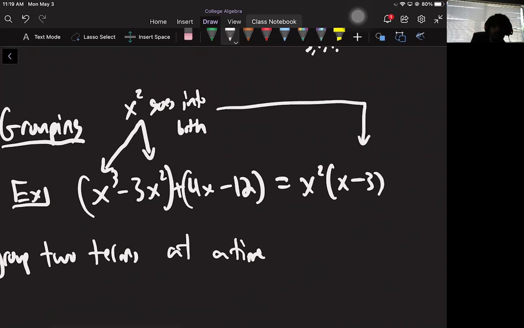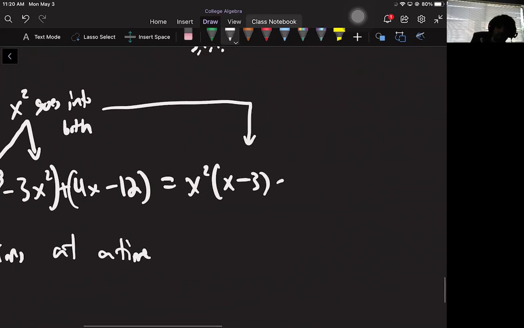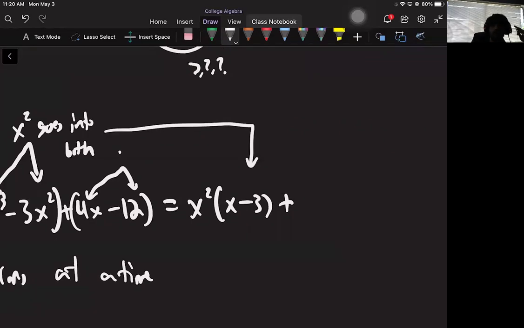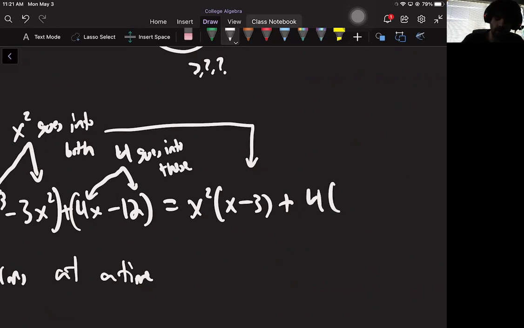And then from the 4x minus 12, I can take out a 4 because 4 goes into both of these. Sorry, I have to pause while I fix my pen. Okay, I fixed it. So as I was saying, a 4 goes into both 4x and negative 12. So I'm going to take out a 4. And what's left? Well, if I take a 4 out of 4x, there's just an x left. If I take a 4 out of 12, I get a 3 left. And I didn't take out the negative, so it's still negative 3.